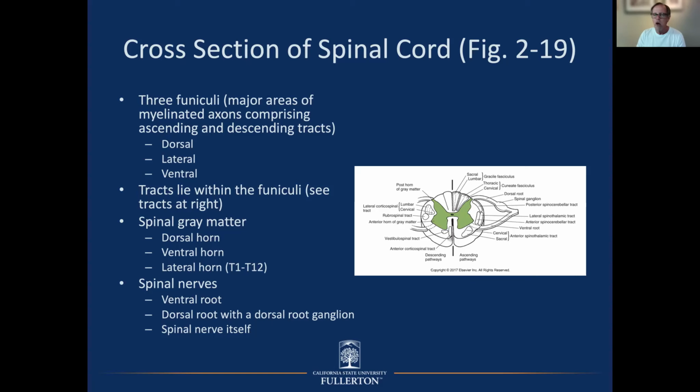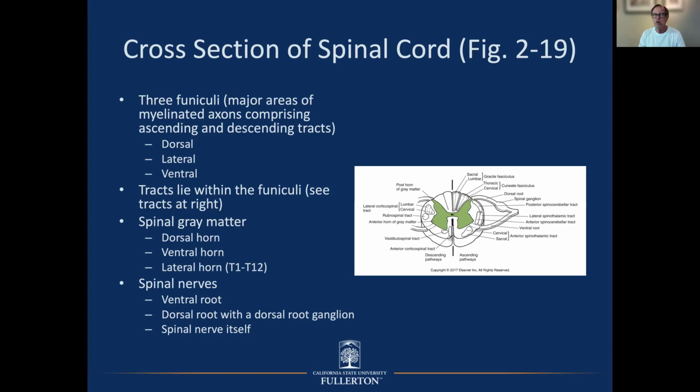Ventral roots are all motor. All the neurons are carrying information from the CNS out to an effector organ. Generally we're going to talk about only muscles in our course. And then all the dorsal roots carry only sensory information. I'll point out a little detail, there is a ganglion, which is a collection of cell bodies, in the dorsal root of all of the spinal nerves.